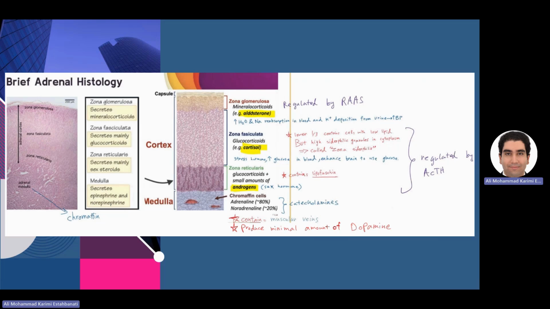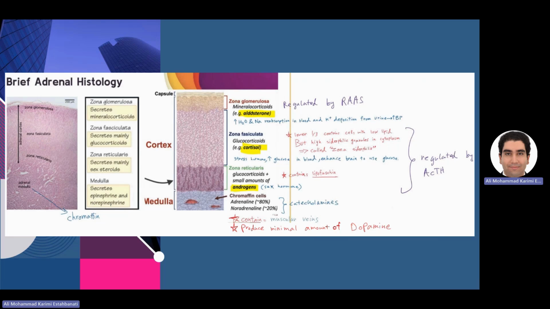Zona fasciculata, guys, will produce cortisol. Now, cortisol is a stress hormone. Therefore, it will increase our glucose level in the blood. So it's very important. And also it's important because glucose is the main source of energy for our brain, so it will enhance the glucose supply to the brain as well.